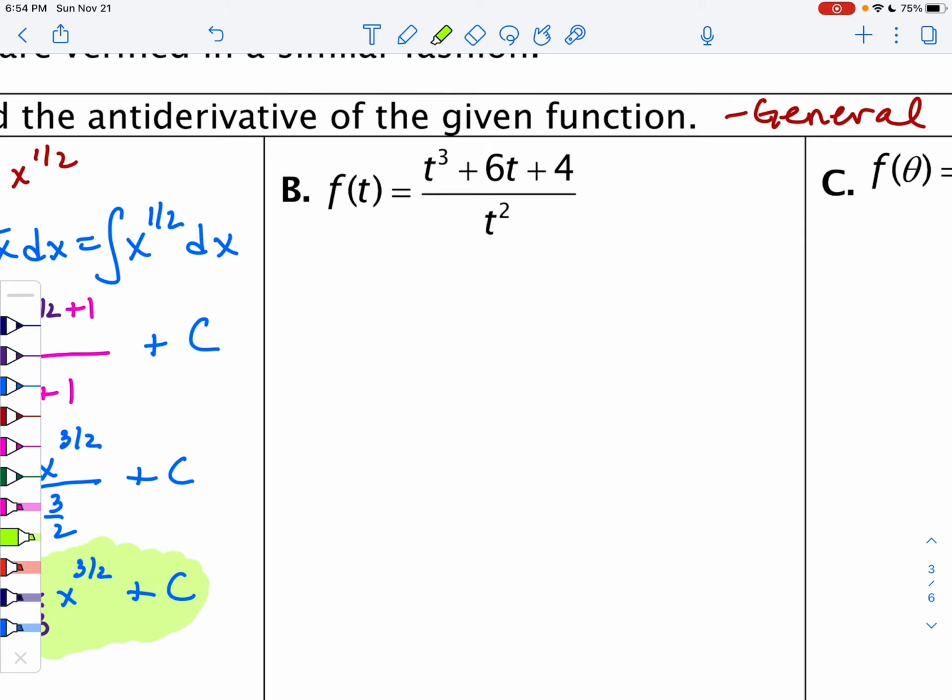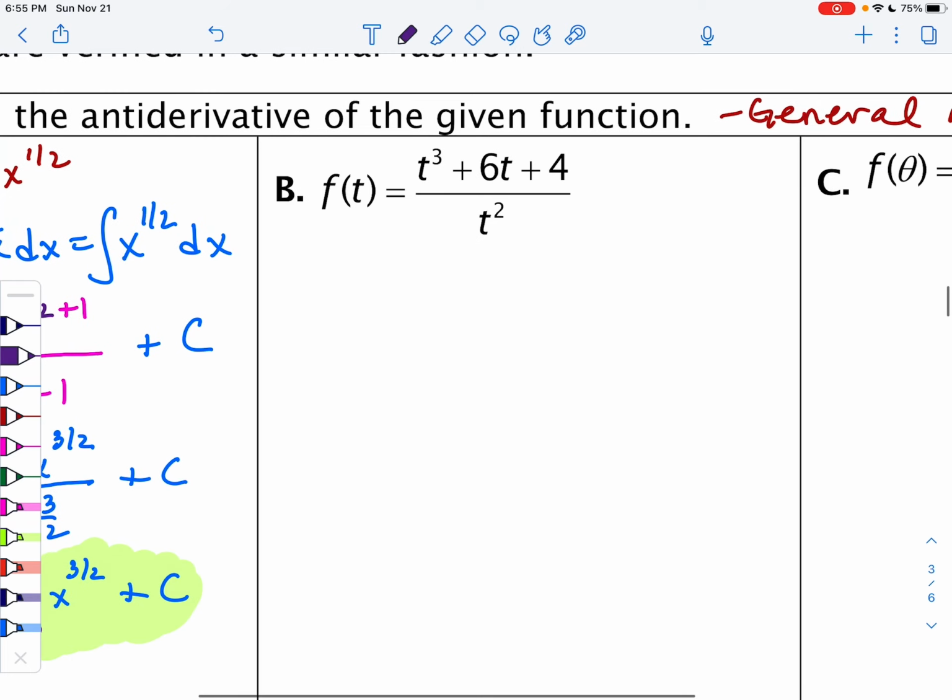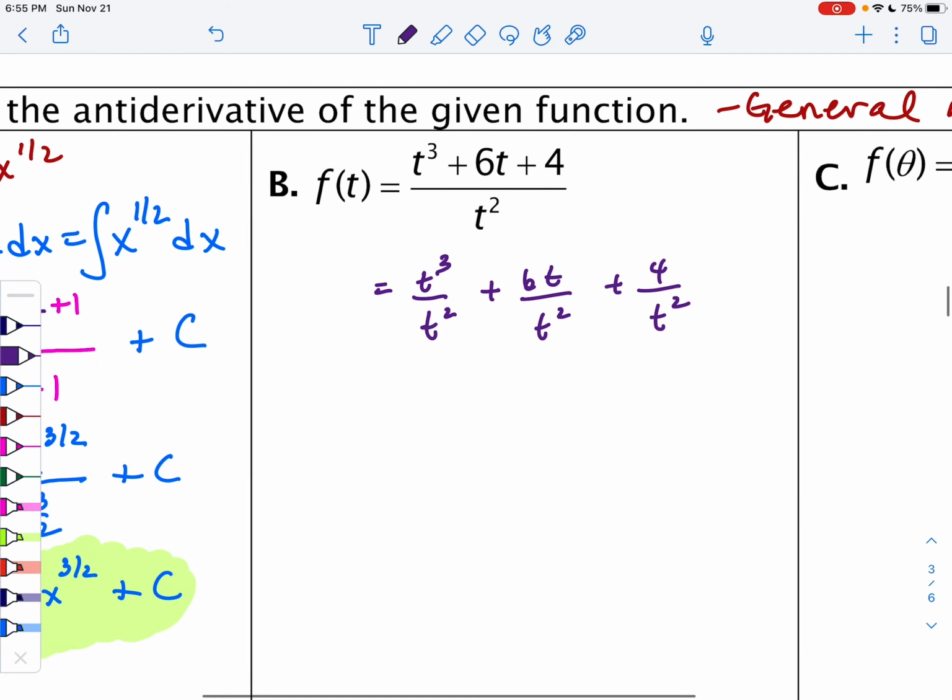So I might want to rewrite this expression as t cubed over t squared plus 6t over t squared plus 4 over t squared. That's just undoing our fraction addition. T cubed divided by t squared is just going to give me t. 6t divided by t squared is just going to give me 6 times 1 over t. And I might want to rewrite 4 over t squared as 4 times t to the minus 2.